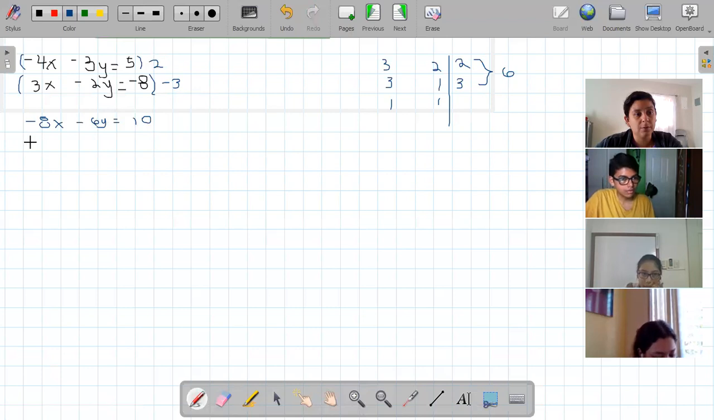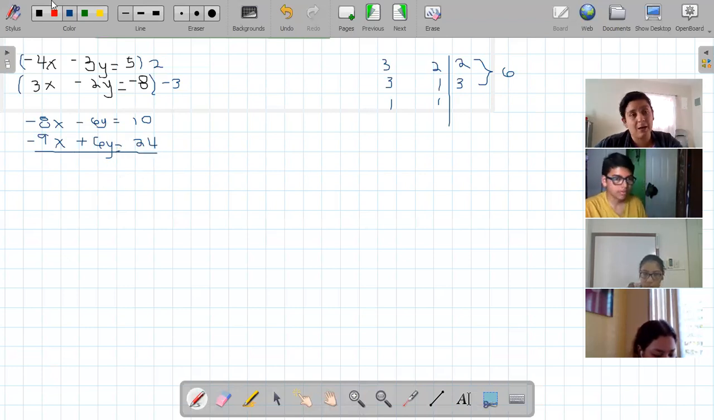3x times -3, -9x. -2y times -3, positive 6y. Positive 6y equals to -8 times -3, positive 24. Very good. And I cross it over the little line.